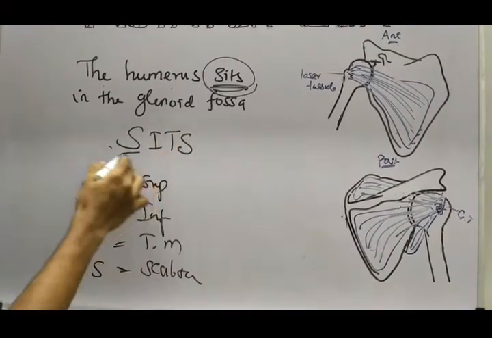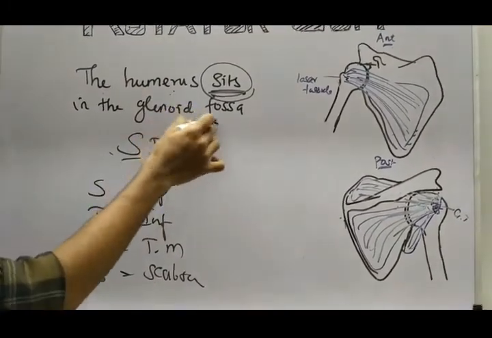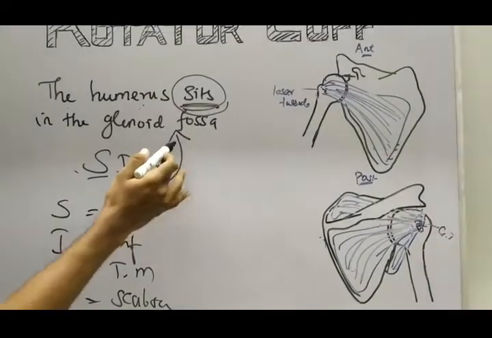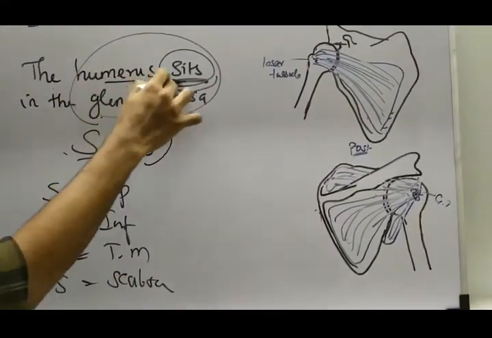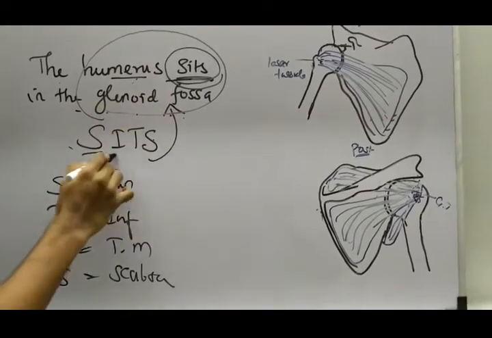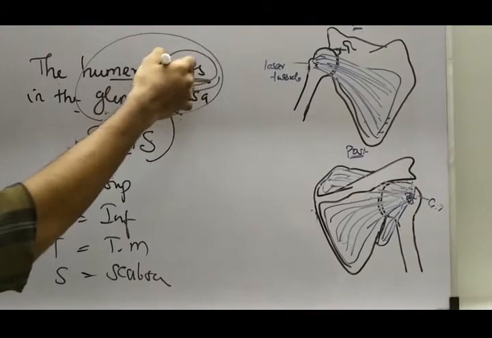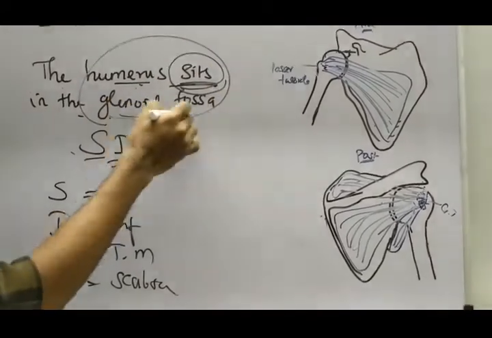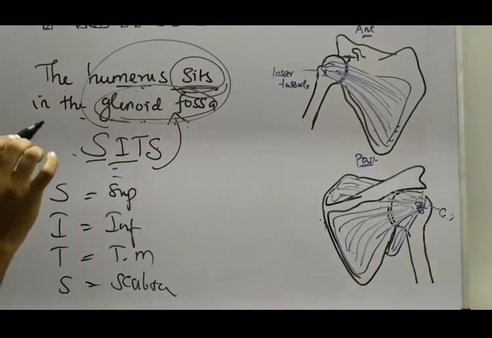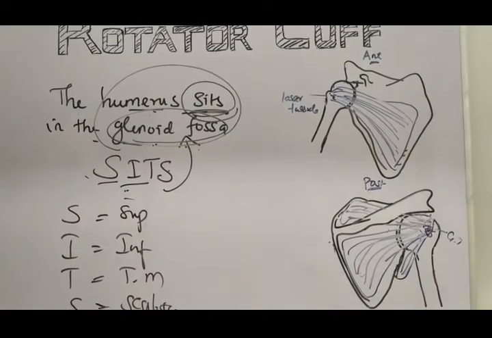So it's also called SITS muscle, and it is very important in this phrase, like the humerus sits in the glenoid fossa. Yes, because of these four muscles only, the humerus is actually sitting or be there in the glenoid fossa. So this is the rotator cuff we have seen today. Hope you guys learn it.